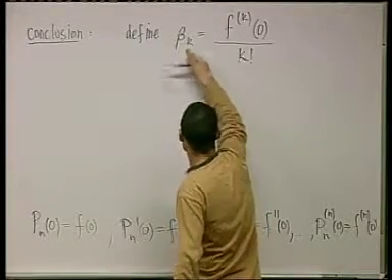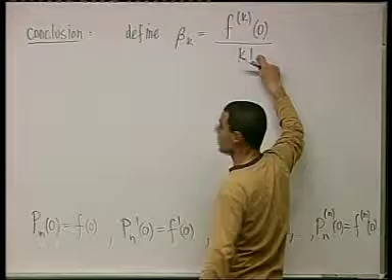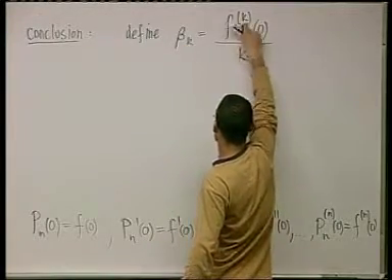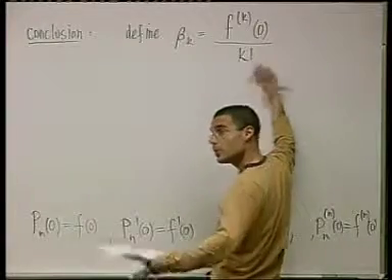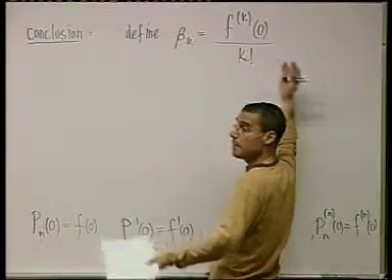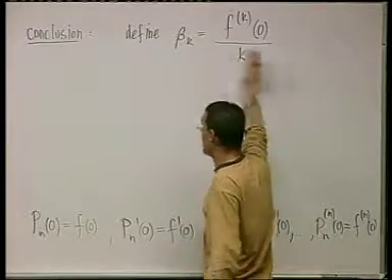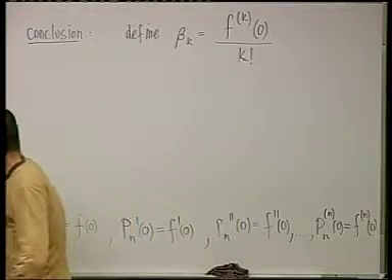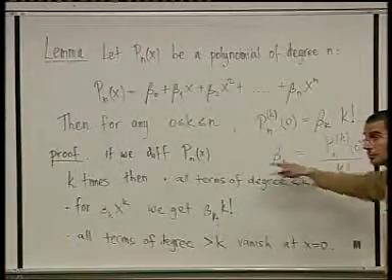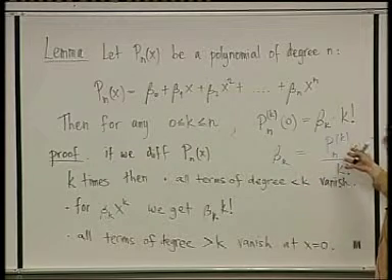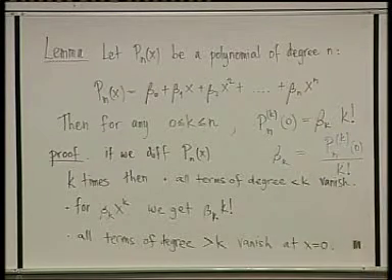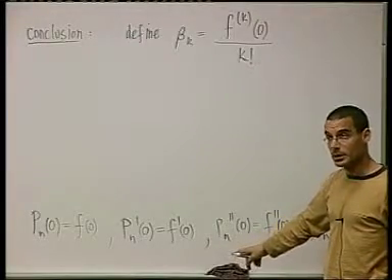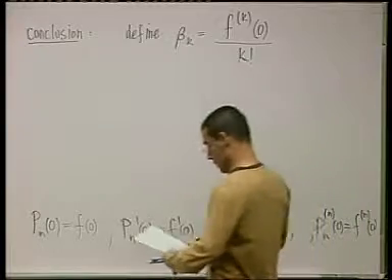Define the first coefficient to be the value of the function at 0 divided by 0 factorial. The second coefficient, beta 1, is the first derivative of f at 0 divided by 1 factorial, and so on. You get betas. What do they satisfy? If these are the betas, by the previous lemma, look at this board, the betas satisfy this. So if they satisfy this, the way we defined them, we get precisely this equality. Does everybody agree? Good.